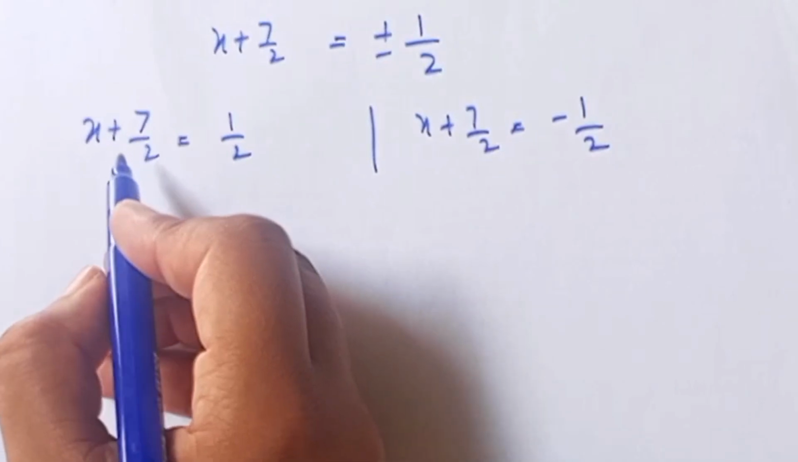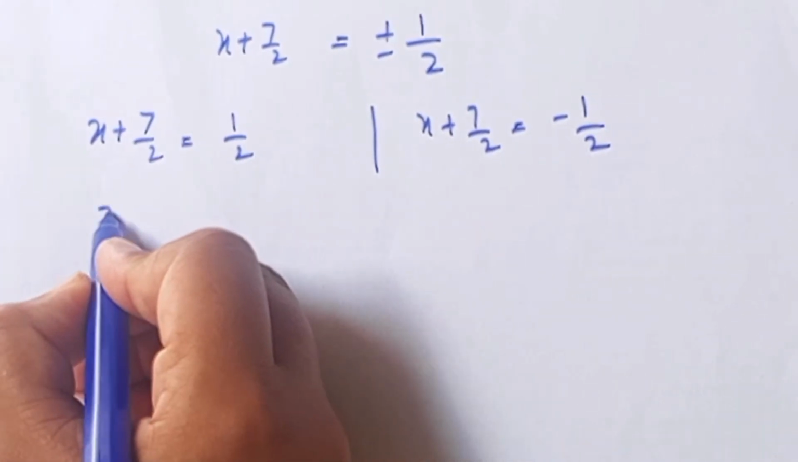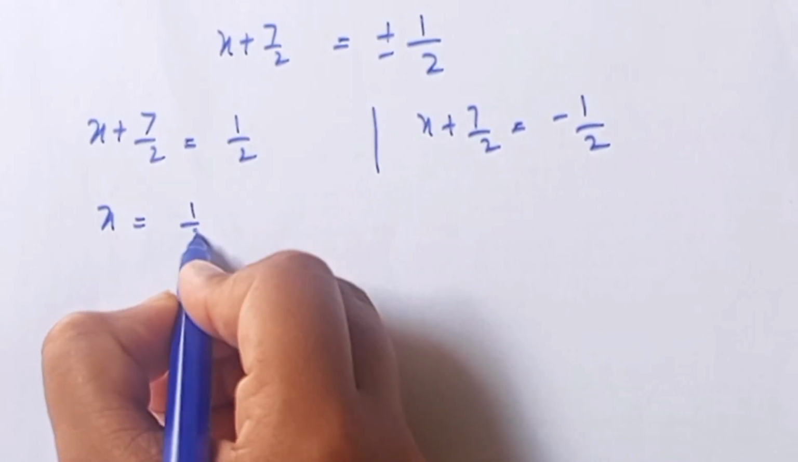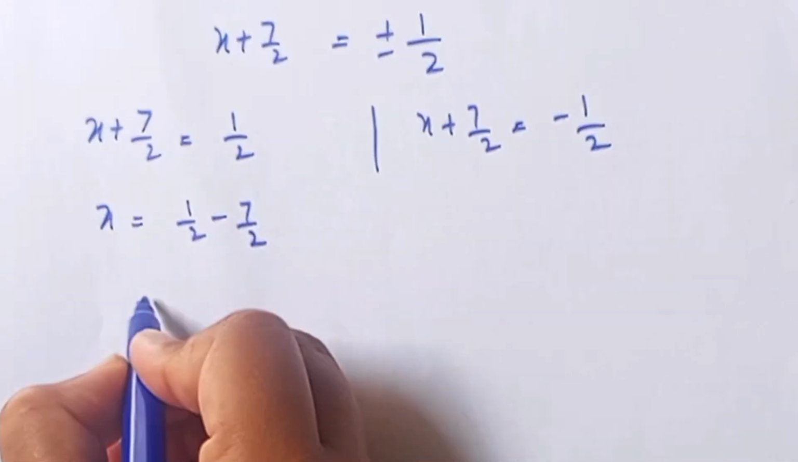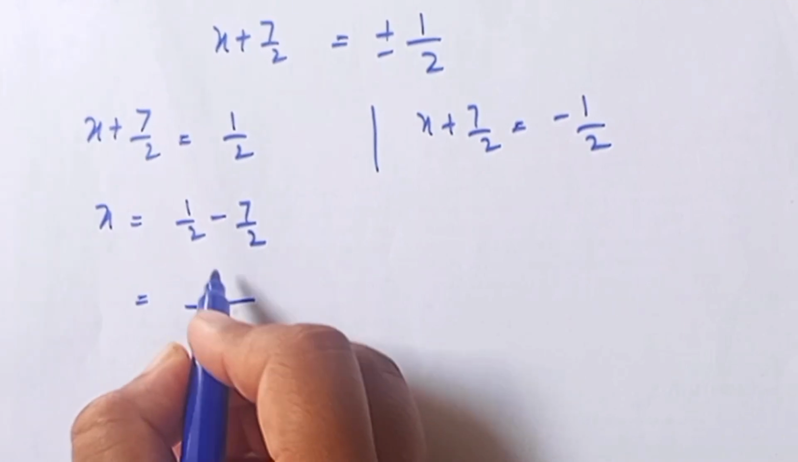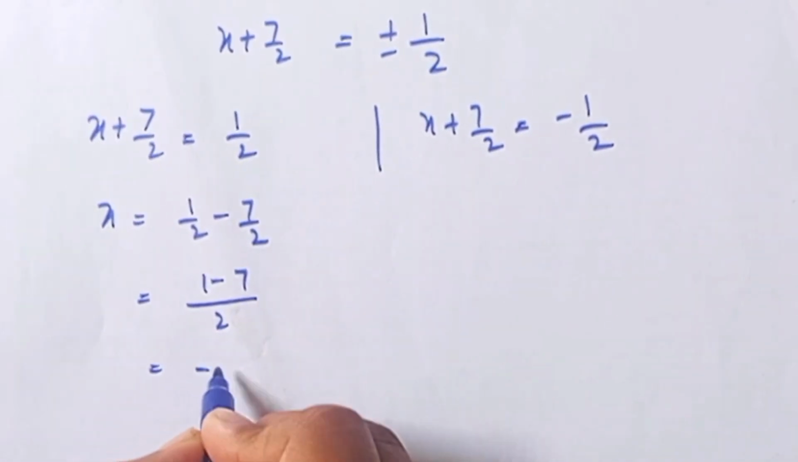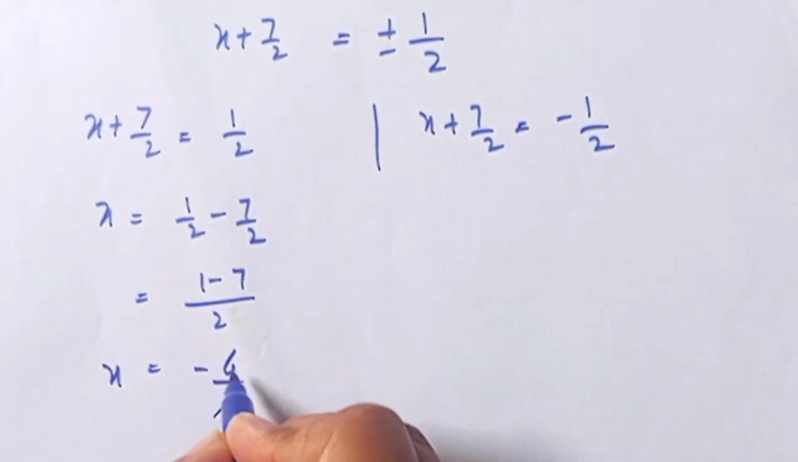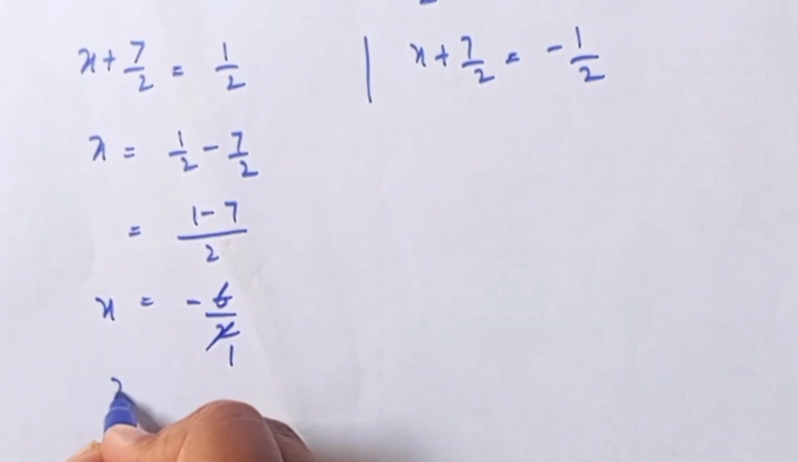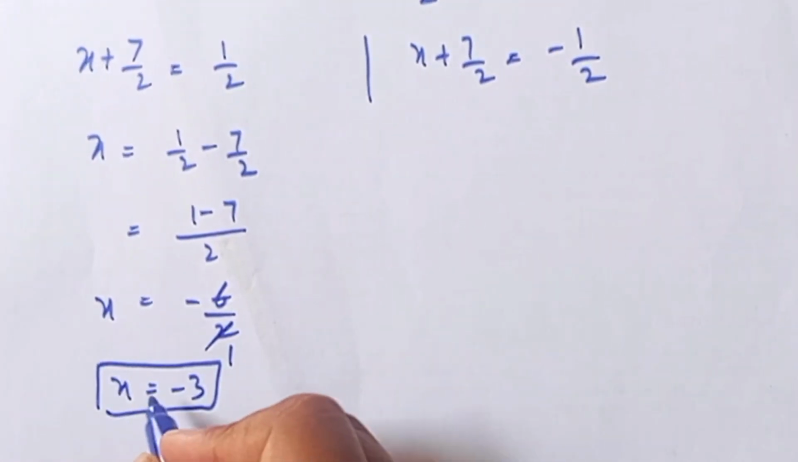In the next step, we subtract 7 over 2 on both sides of this equation. So x is equal to 1 over 2 minus 7 over 2, and take the LCM. So we write 1 minus 7 over 2, and 1 minus 7 is equal to minus 6 over 2. So 2 ones are 2 and 2 threes are 6. So x is equal to minus 3. So it's one answer of x.